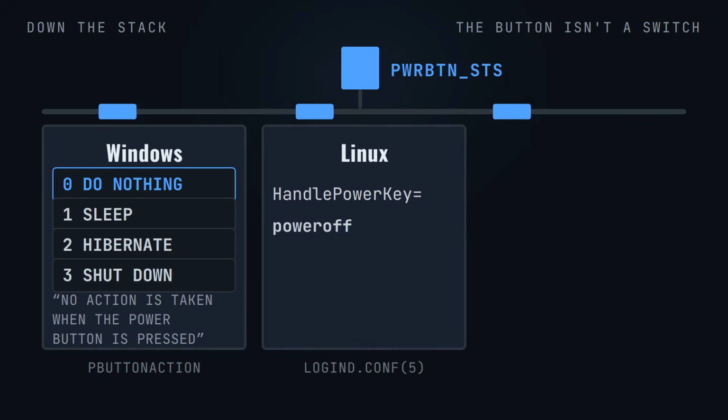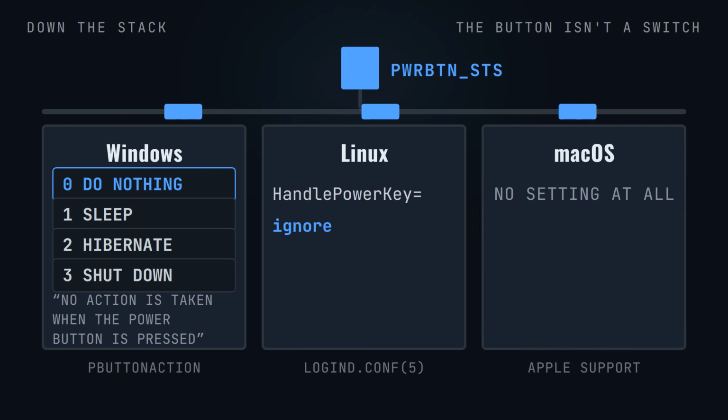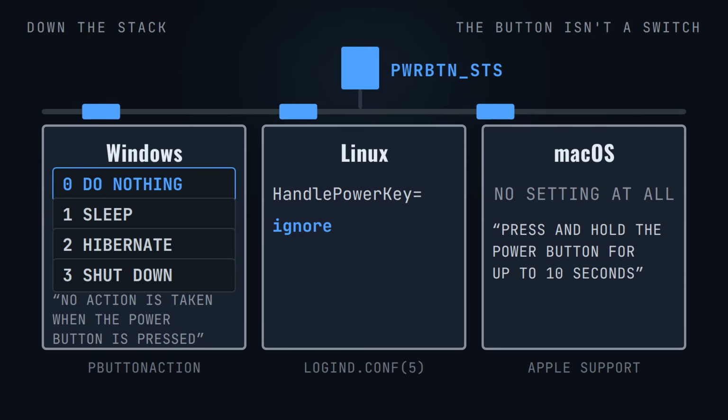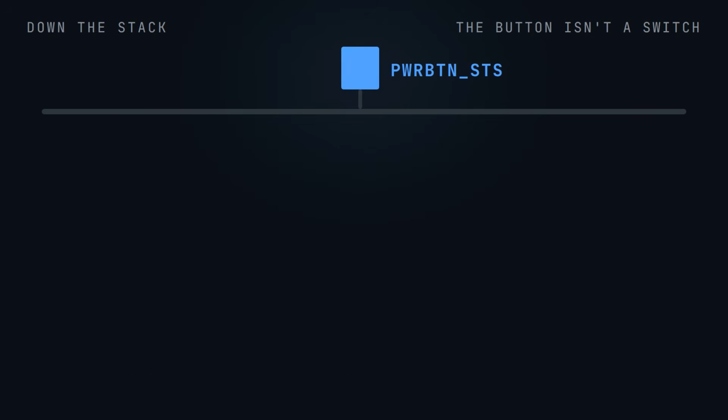On Linux, it's a line in a configuration file called handle power key. It defaults to power off, and you're allowed to set it to ignore. And on Mac OS, you don't get a dial for it at all, which is why Apple's own written advice when a Mac has stopped answering is to hold the button in for up to 10 seconds. So that's 3 systems and 3 different names, and the same arrangement underneath all of them. Somebody in software is deciding, and doing nothing is on the menu.